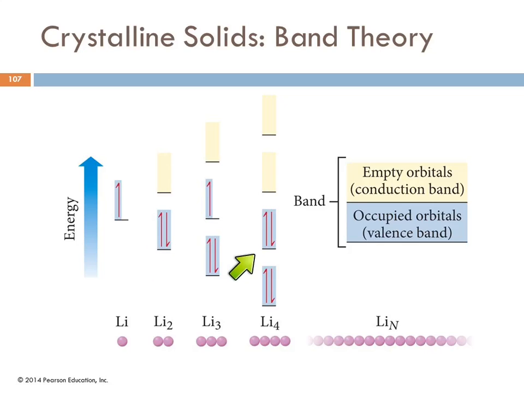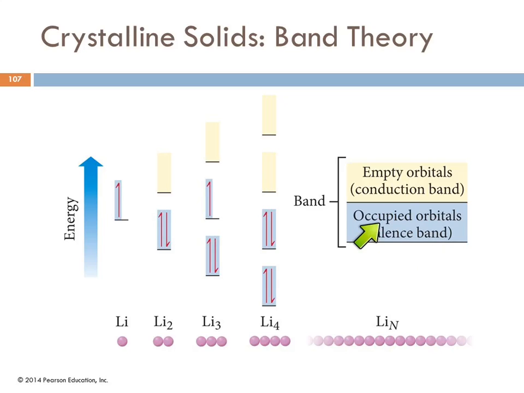Let's skip that one and go over here. And so here's lithium, and you're going to have Li4, and now you're going to end up with 4 orbitals, and the lower two, the bonding ones, are full, and the higher ones, the antibonding ones, are empty. As you increase this infinitely, these levels are getting closer and closer together. And so what you end up with in a reasonable sized crystal of lithium is that you've got occupied orbitals.